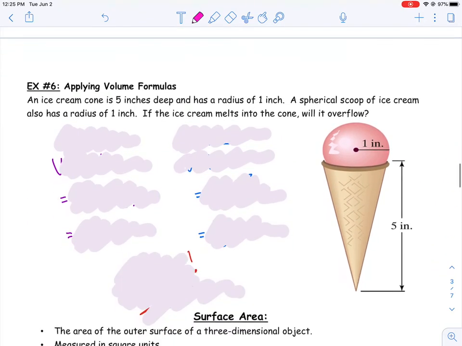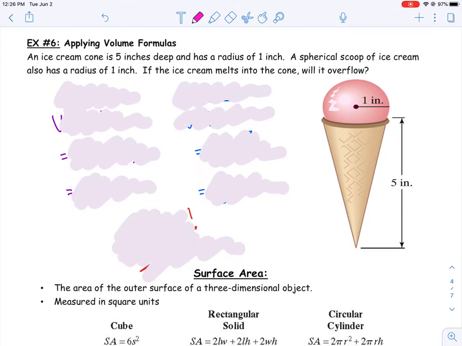Let's do example number 6. This talks about ice cream. All right, your little kids are in the back with their ice cream. This ice cream cone is 5 inches deep and has a radius of 1 inch. So you have ice cream cones in the back of your brand new car. Your ice cream cone is 5 inches deep with a 1 inch radius. And you've got a perfectly spherical scoop of ice cream that has a radius of 1 inch. If the ice cream melts into the cone, will it overflow into the back seat of your new car?